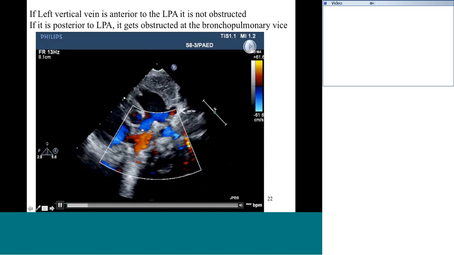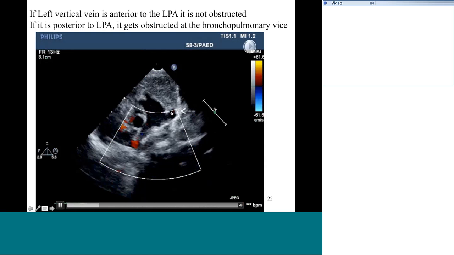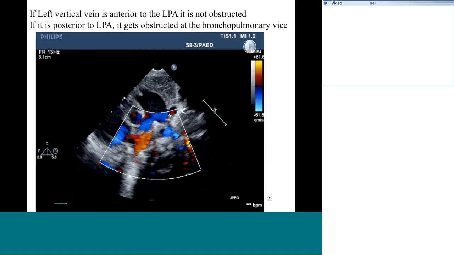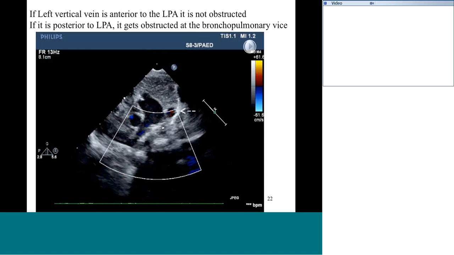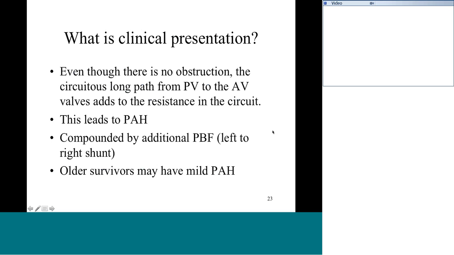So this you see here, these are the 2 pulmonary arteries, and the left vertical vein is not getting obstructed. However, imagine the situation if it is posterior, then it may get obstructed. That is what is called the hemodynamic valve. What is the clinical presentation of this most common form of TAPVC?